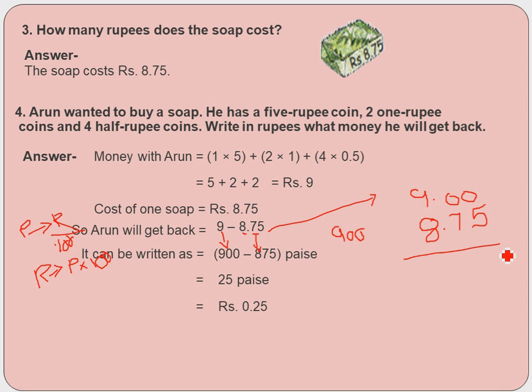Then here you have to borrow, so this will become 8, this will become 9, and this will become 10. So 10 minus 5, 5, 9 minus 7, 2, 8 minus 8, 0, 0.25. Did I get it? If you are subtracting here only, do it in this way. Otherwise, convert into paisa and then convert into rupees.